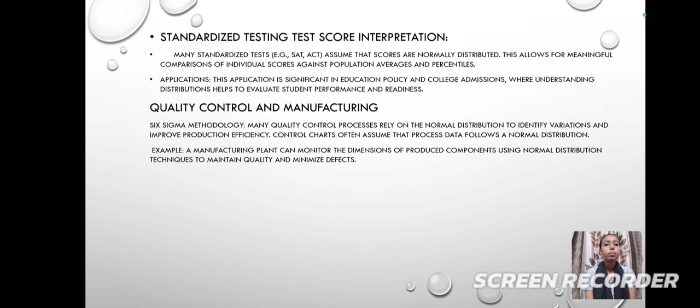Quality control and manufacturing. Six Sigma methodology. Many quality control processes rely on the normal distribution to identify the variation and improve the production efficiency. Control charts often assume that process data follows a normal distribution. Example, a manufacturing plant can monitor the dimensions of produced components using normal distribution techniques to maintain the quality and minimize defects.